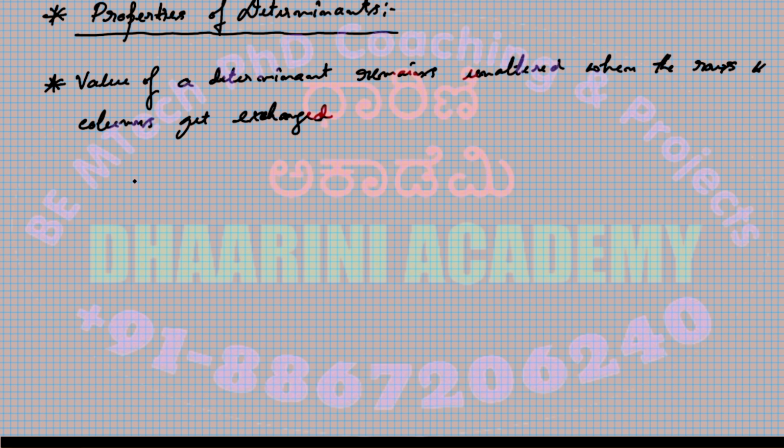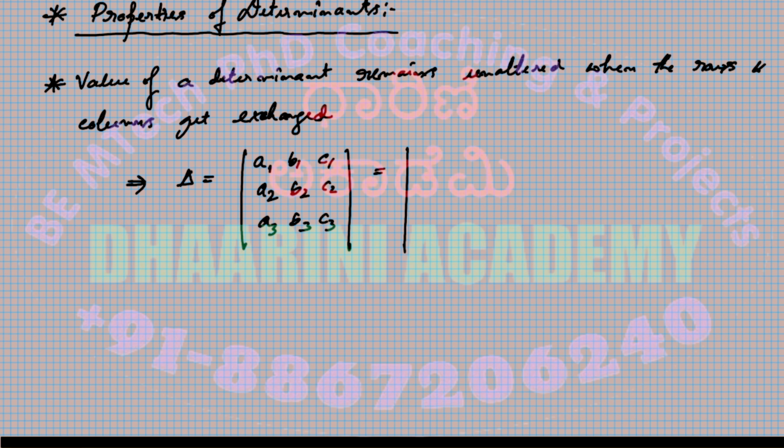So this implies, let us say there is a delta which is A1, B1, C1, A2, B2, C2, A3, B3, C3. So this is a determinant. This is also equal to the determinant with the rows and columns exchanged. In a sense, take a transpose. So A1, B1, C1, A2, B2, C2, A3, B3, and C3. So both will give you the same determinant.